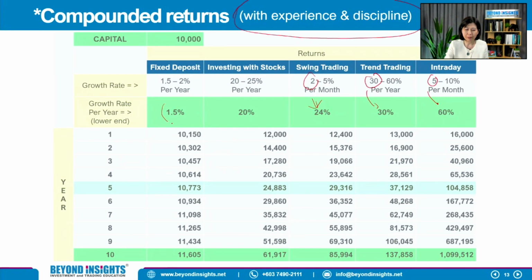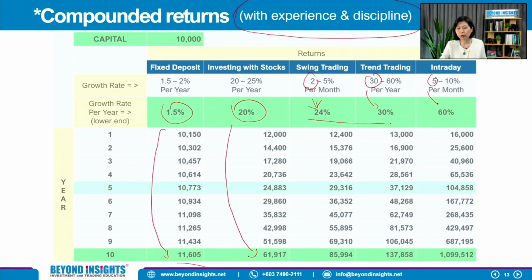If you put in the fixed deposit, after 10 years, you only have 11,000. It doesn't help you much. So if you go for investing, compounding about 20% per year, you have 61,000 over the 10 years period. And if you go for swing and trend, it will be between 24 to 30%. So that will still give you a pretty good return here.